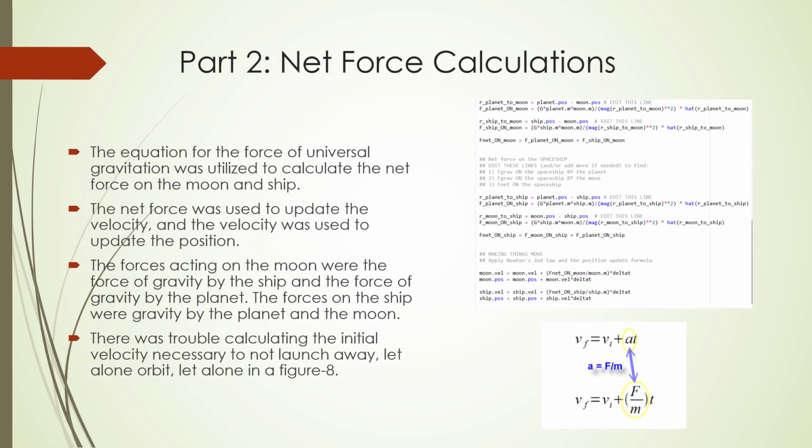Part 2, this was the planet, the moon, and the ship. So we again use the equation for the force of universal gravitation to calculate the net force on the moon and the ship. So the net force was used to update the velocity, and the velocity is used to update the position iteratively. So the forces acting on the moon were the force of gravity by the ship and the force of gravity by the planet, and then the forces on the ship were gravity by the planet and the moon. And there was a lot of trouble trying to find a figure-8 orbit for the ship. It was very difficult. There was no clear conclusion.